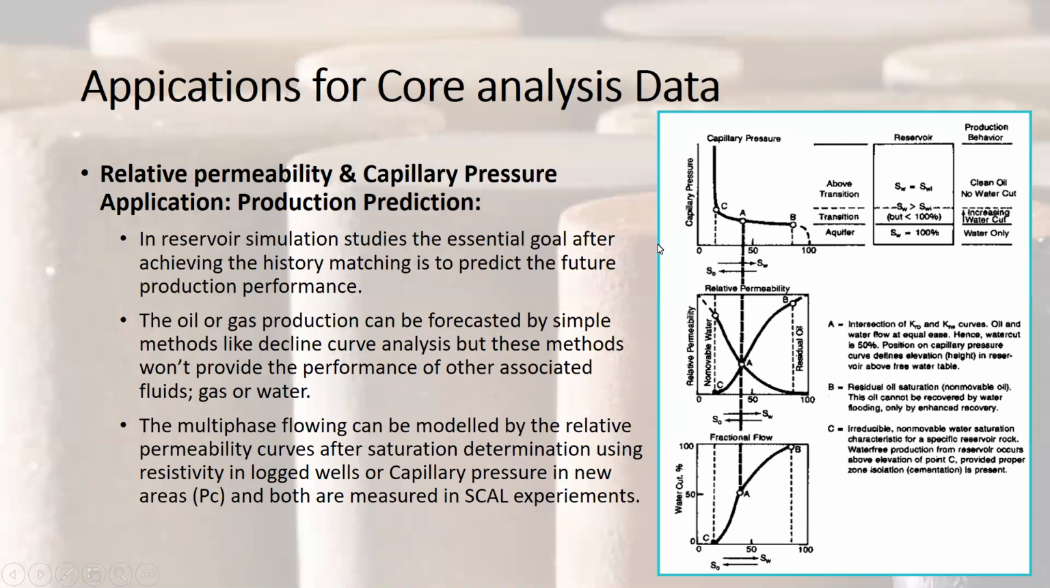Using the water saturation from the capillary pressure in the relative permeability curve, we can know the relative permeability for oil and the relative permeability for water. As we know that the water cut is a function of the ratio between the water relative permeability and the oil relative permeability, we can expect the water cut produced from a certain reservoir by using the integration between the capillary pressure and the relative permeability.